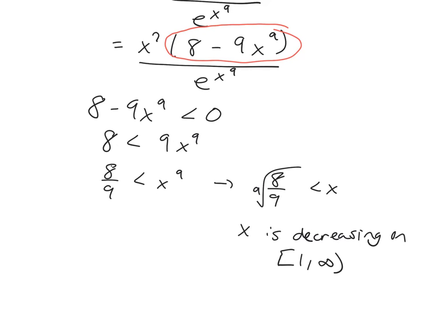Okay, great. We showed it was positive, continuous, decreasing. What do you do from here?